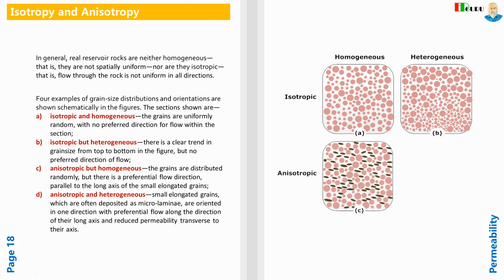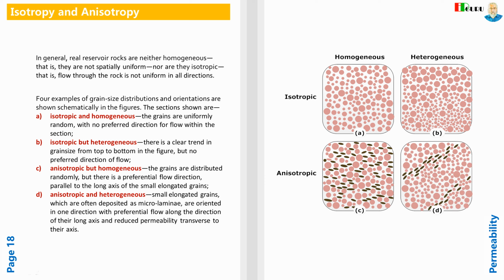Anisotropic but homogeneous: the grains are distributed randomly, but there is a preferential flow direction parallel to the long axis of the small elongated grains. Anisotropic and heterogeneous: small elongated grains, which are often deposited in microlaminae, are oriented in one direction, with preferential flow along the direction of their long axis and reduced permeability transverse to their axis.